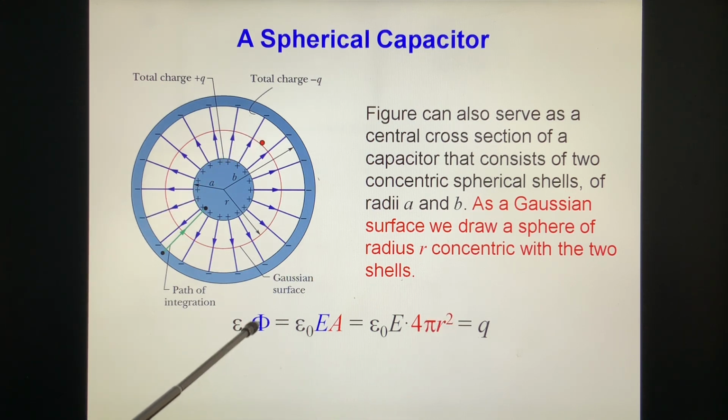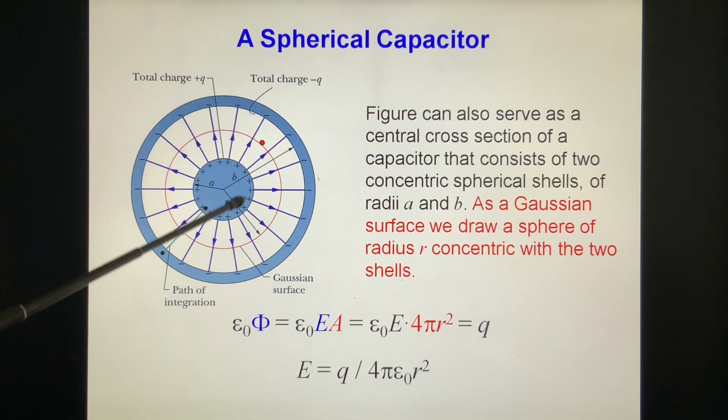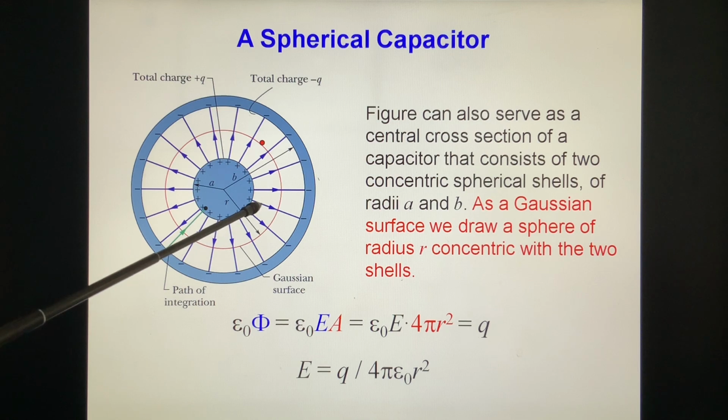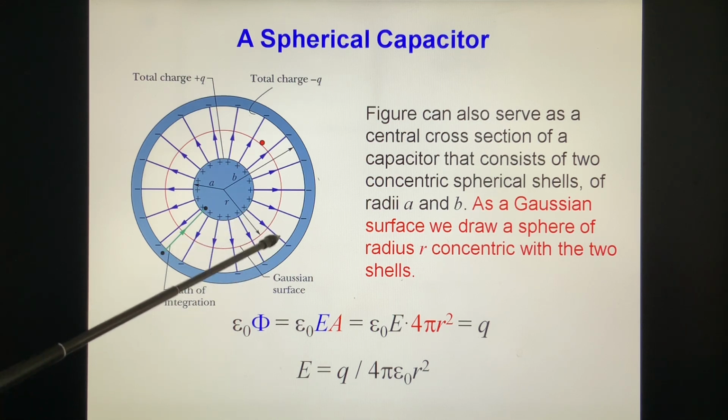And what is this? By Gauss's law, this is the Q inside. So we found E. You can see E is proportional to 1 over r squared. The smaller r, the larger E. The larger r, the smaller E.